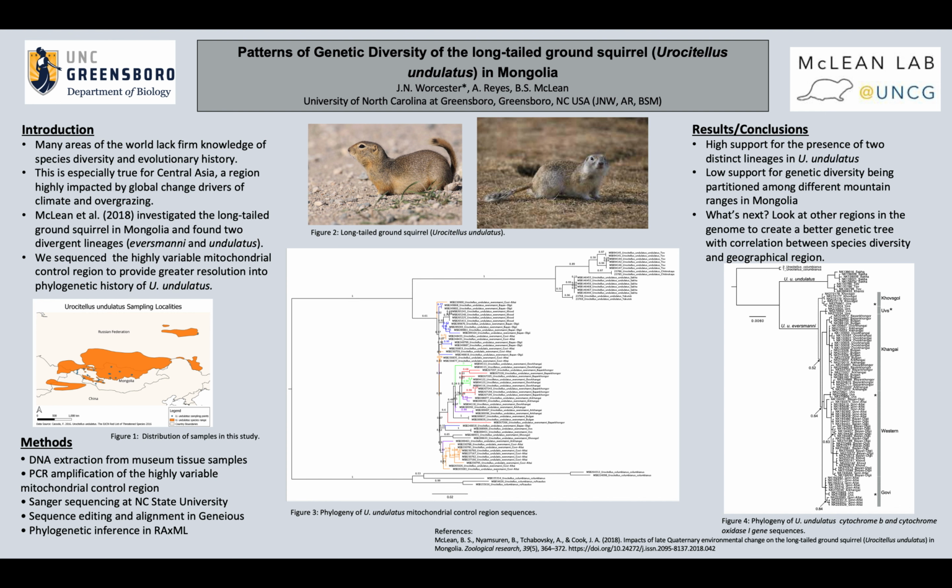Julia Worcester, and I am going to be talking about the patterns of genetic diversity of the long-tailed ground squirrel in Mongolia. The species name is Urocitellus undulatus, and I also worked with Amanda Reyes and Professor Brian McLean on this project. This is my overall poster, but I'll be going further into it on the following slides.